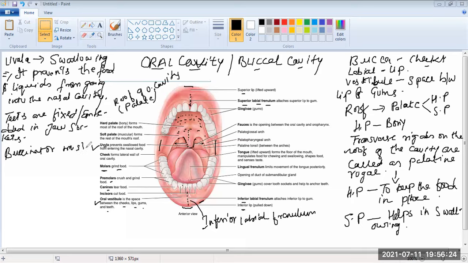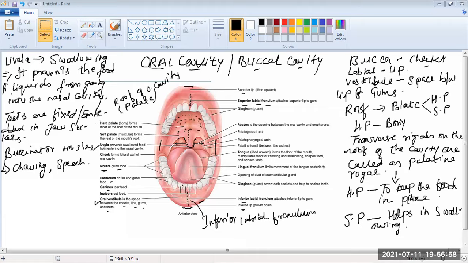Buccinator muscles. The main function of these buccinator muscles is that they help in chewing the food and they help in speech. You can feel that when you speak, the muscles of your cheeks move. Or when you chew the food, the muscles of your cheeks move, right? So these muscles that help in chewing and speaking are your buccinator muscles, right?